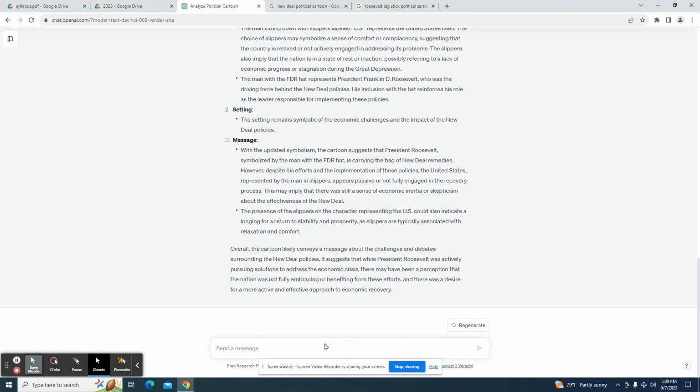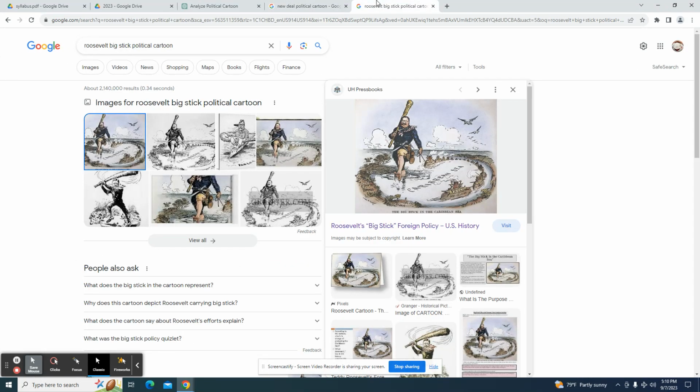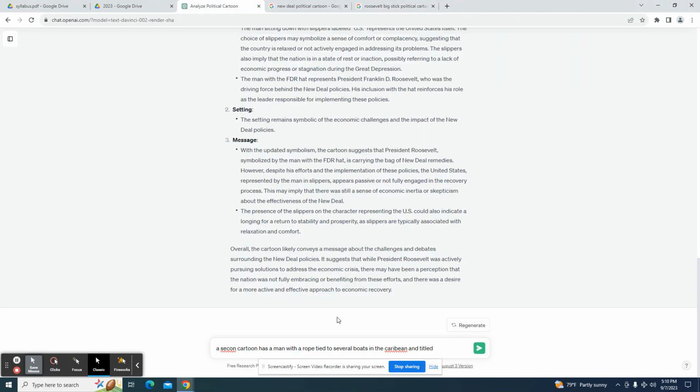Okay. A second cartoon has a man with a rope tied to several boats in the Caribbean and titled... Notice the spelling, it does pick up on it. Big Stick in the Caribbean Sea. Okay. Big Stick in the Caribbean Sea.